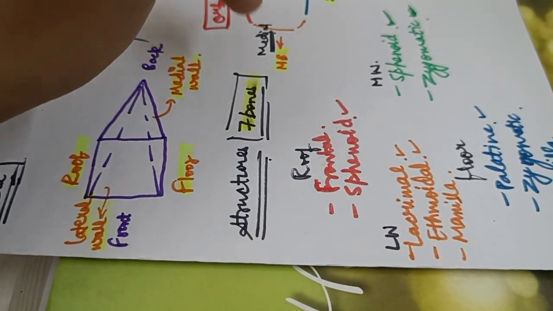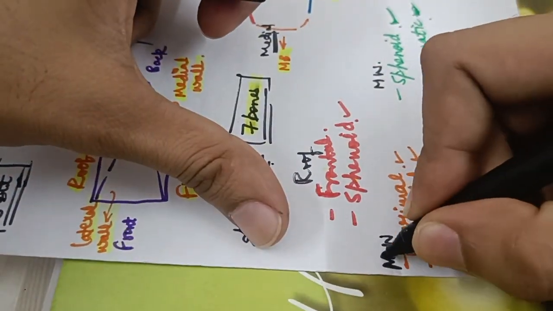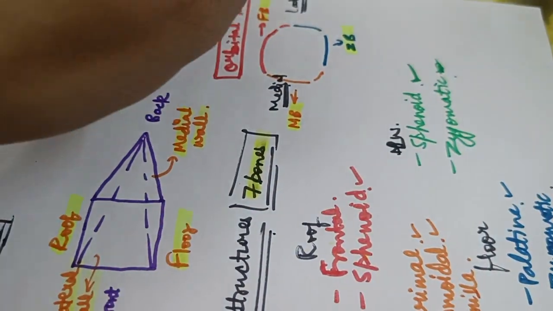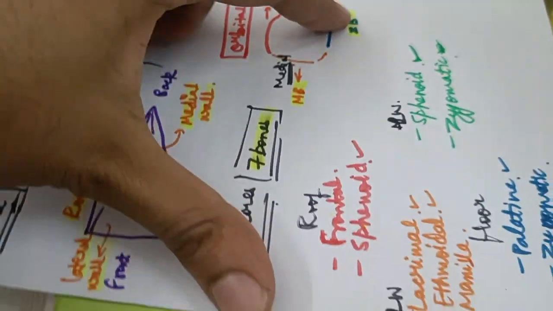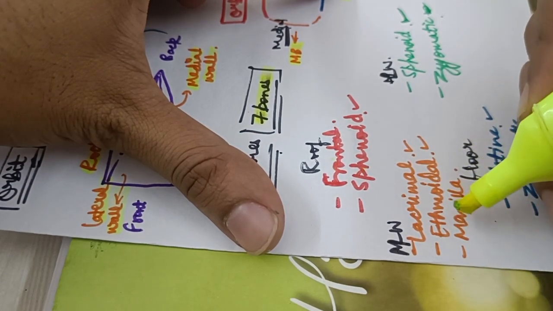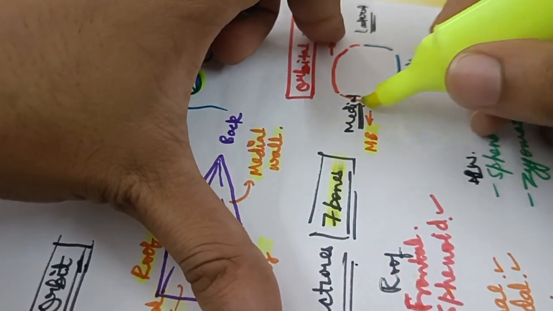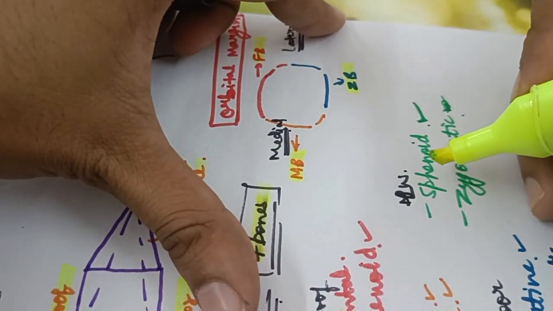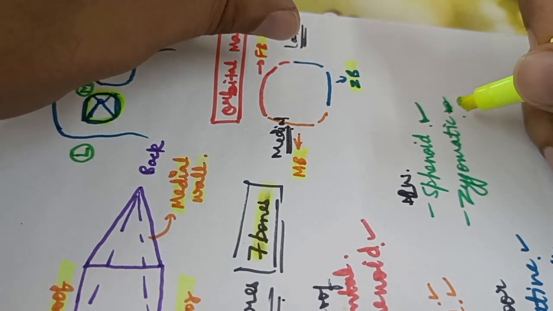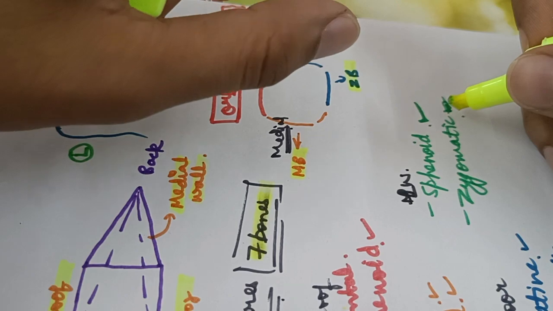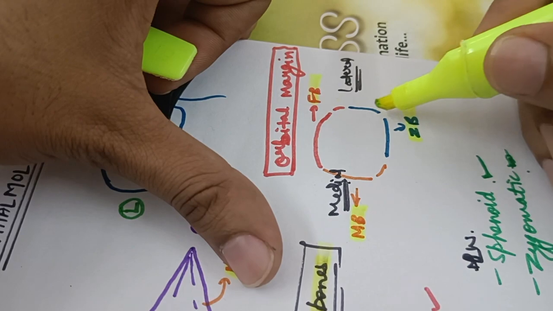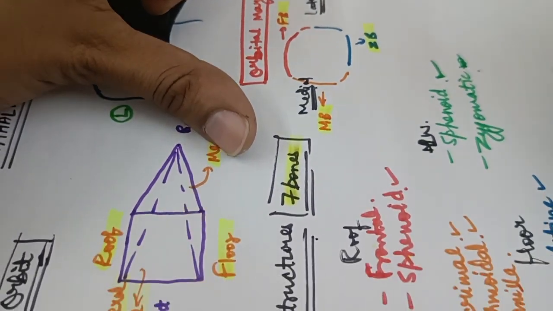Sorry, I just need to correct it. Yes, this is the medial wall, and this is the lateral wall. Medially you will see the lacrimal bone, ethmoidal bone, and the maxilla. The maxilla was already present as we have seen. Then in the lateral wall you will see the sphenoid and the zygomatic bone. Got it? Laterally, sphenoid and zygomatic bone. The zygomatic bone was already present, and only the sphenoid bone is the new bone.